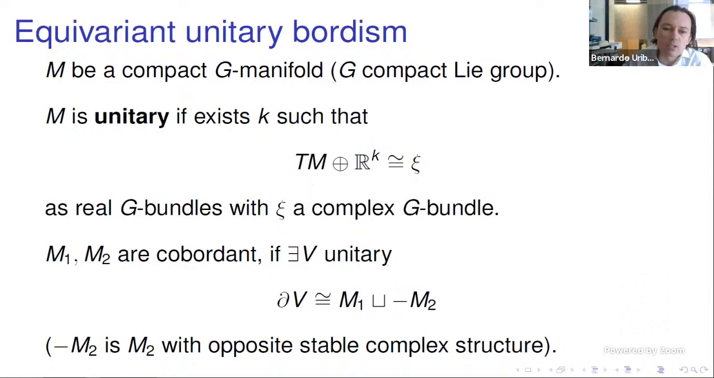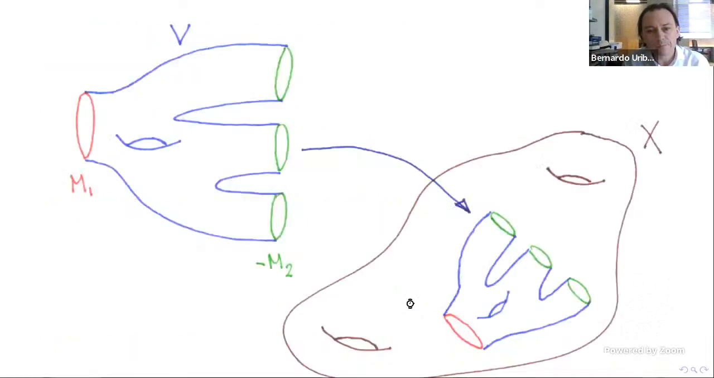We will say that two of these manifolds are unitarily cobordant if you can find a bordism that is unitary in this sense, whose boundary is M1 minus M2. M2 is thought of as taking the opposite complex structure on the other side. So this is just the usual bordism structure, where you're always putting some decorations, and we put in the unitary decoration. Of course, I didn't say where these manifolds live. They could live in an underlying space X, and I can do all these bordisms in X, or I could just do them over a point, and then it's just the manifolds themselves.